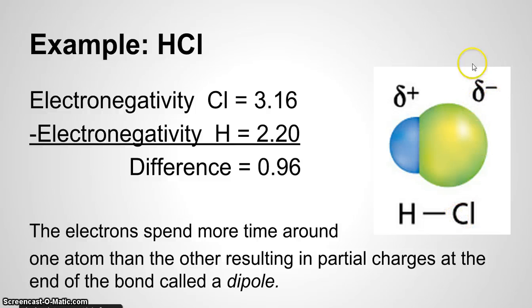Now, this symbol right here is a Greek letter, delta, and delta means partial. So since chlorine is pulling the electrons towards it, it has a slightly negative charge, a partial negative charge. Hydrogen has the electrons being pulled away from it, so hydrogen will have a partially positive charge. And when the electrons spend more time around one atom than the other, resulting in these partial charges at the ends of the bond, it's called a dipole. So when you get a partial positive and partial negative, that is called a dipole, when the charge is concentrated on one end of the bond.